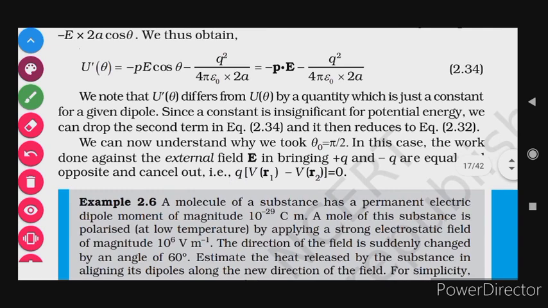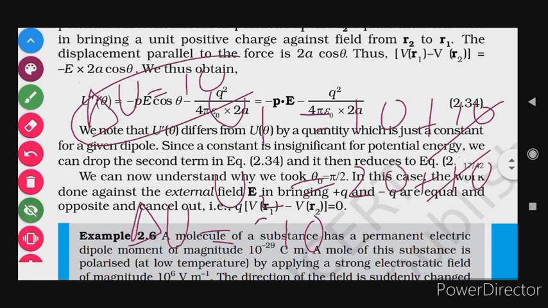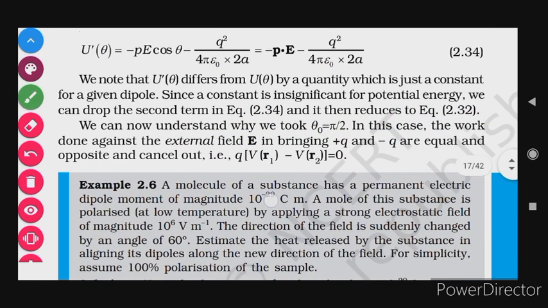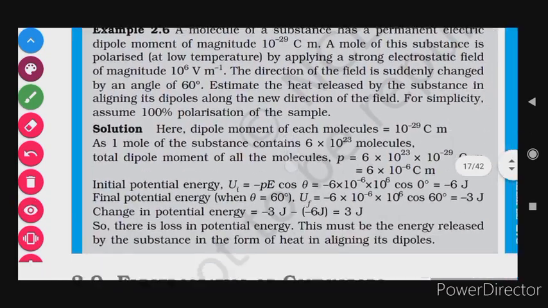So the potential energy of a dipole in an electric field at a particular angle can be written as minus p E cos theta. This is what you have to remember. Now we can understand why we took theta naught equal to pi by 2. In this case, the work done against the external field in bringing plus q and minus q are equal and opposite and cancel out. I have already explained this.